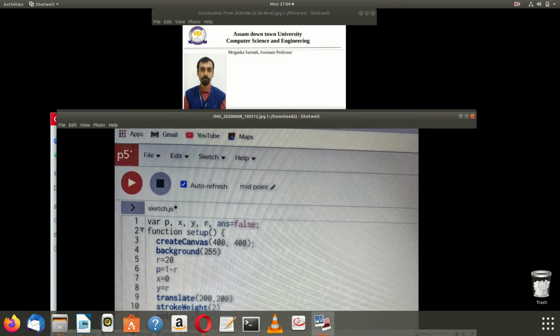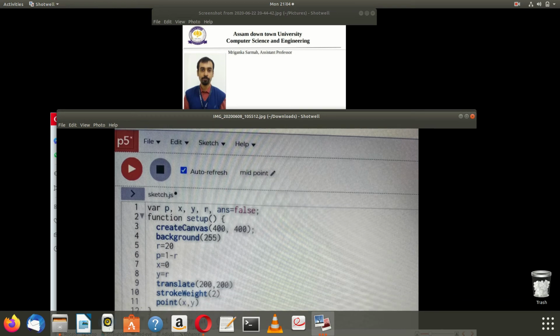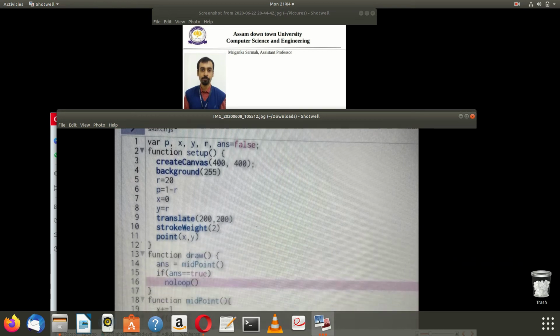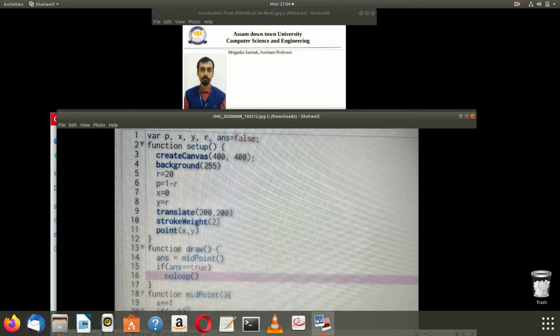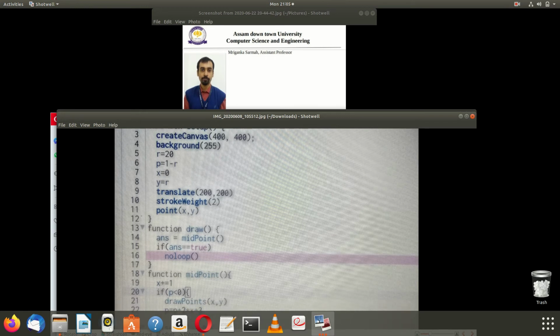This particular platform is a P5 platform. The student has used a P5 platform, and here we have initially initialized four variables: p, x, y, r. r is the radius, p is the center point, x, y are the coordinates. Then a canvas has been set up at 400, that is the width and height of the canvas, and the background is white, 255.